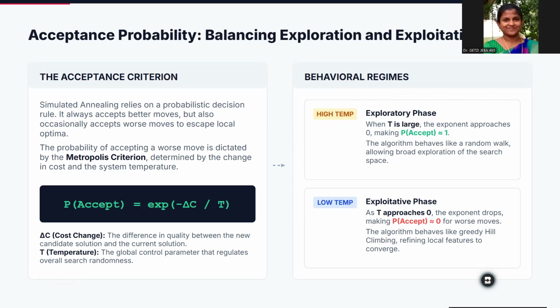Whenever the temperature is low, P of accept approaches zero, and what happens here is like greedy hill climbing. So it refines the local features to converge. It has already settled down in a place, and from that search space, it will find out which is the best one. So that is the acceptance probability.